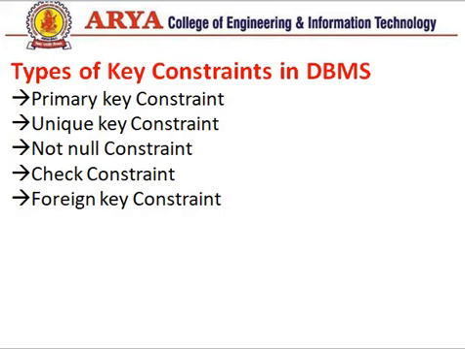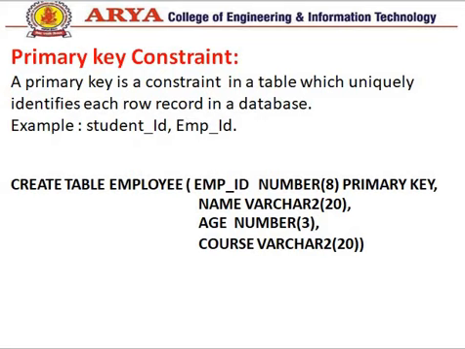Now we start the primary key constraint. What is a primary key? A primary key is an attribute which can uniquely identify a record in a table of a database. For example, a student ID can uniquely determine the details of a student. Employee ID is also used to uniquely determine the details of an employee.